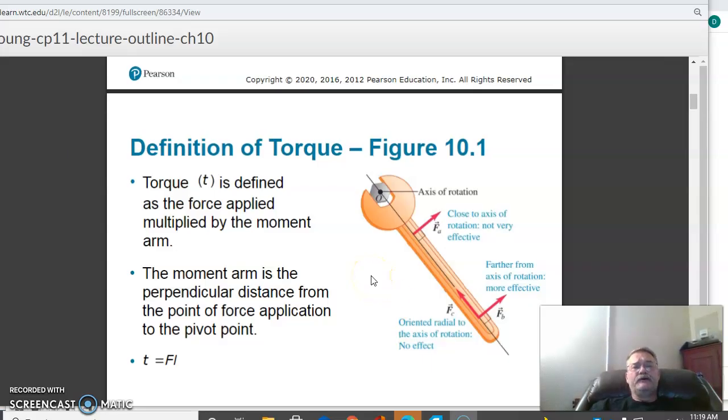Torque is abbreviated by the Greek letter tau, and it has two components involved in it. It's the amount of force that's applied and the amount of distance from the axis. So the lever arm length is what that's referred to as. So torque equals lever arm length times force.